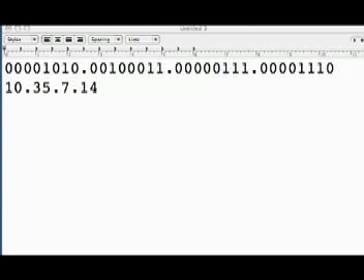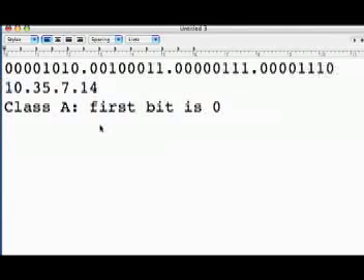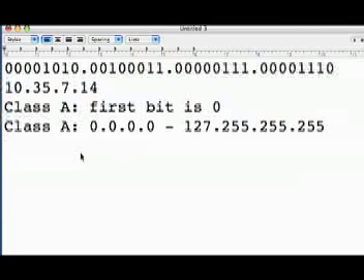There are three types. A class A is where the first bit is 0. So this IP address is a class A IP address because this bit right here is a 0. What that means is a class A has every IP address starting from 0.0.0.0 to 127.255.255.255, because all of those IP addresses in that range start with 0 right here. So 10.35.7.14 is a class A because the first bit is 0.